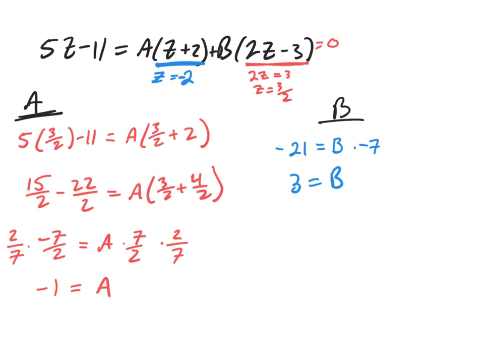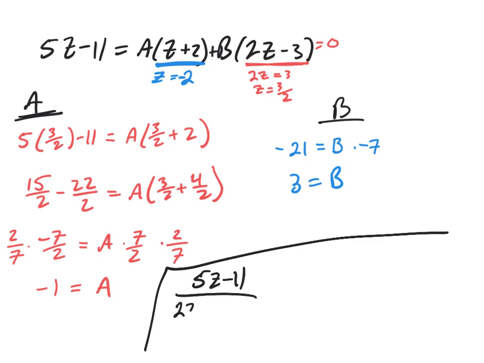Okay, so once we're all done with that, we can write our final answer. I'm just going to do it down here to save a little bit of space. 5z minus 11 divided by 2z squared plus z minus 6, our original problem, equals, when we break it up into fractions, negative 1 over 2z minus 3 plus 3 over z plus 2. All right, and we're done. We have successfully completed our first example.